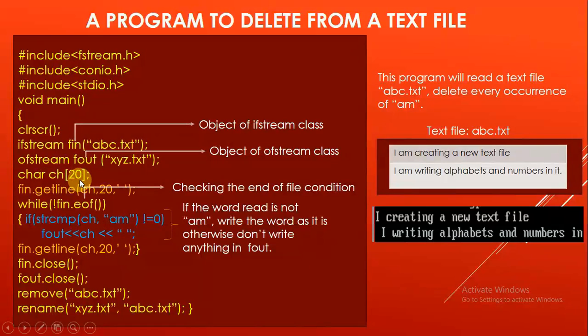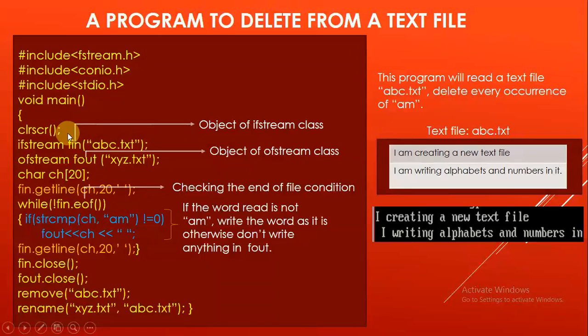So I will read a word from a file because I have to delete occurrence of small am. So while end of file is not reached, I will check whether the word which I have read is am or not. If it is not am, I will write it to the ofstream object. I will write it to xyz.txt. And I will write the space also, otherwise words will not be separated by space.